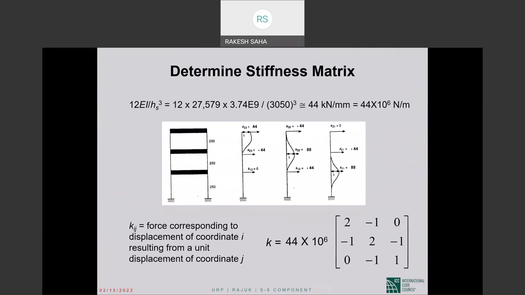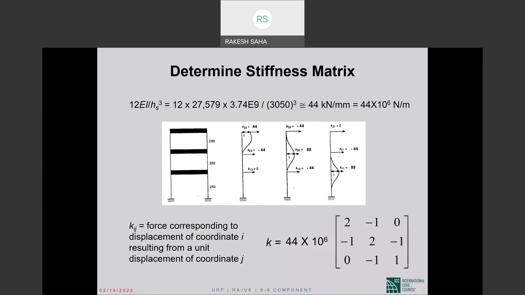The stiffness matrix, this is the tough part. When we do these things on the computer, putting together the stiffness matrix is where the actual work is done. Okay. This is tedious and a lot of work. Okay, so 12EI over height cubed is 44 kilonewton per millimeter, which is 44 million Newton per meter. The units are very tough for me. They hopefully will make sense to you.